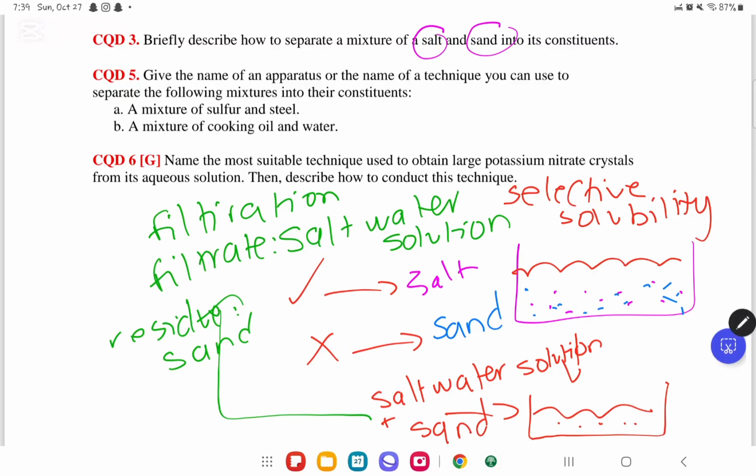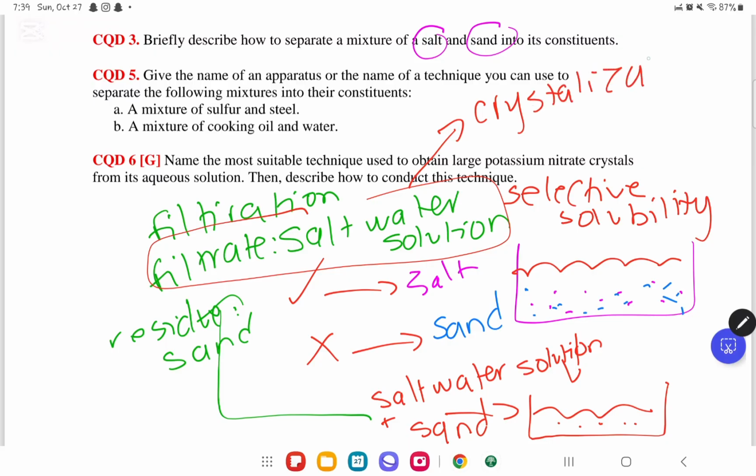After filtration, we are left with a filtrate of the salt water solution, but as we need only salt, so how do we obtain only salt? We are gonna use crystallization, and by using crystallization, you will obtain the salt crystals. So this is how you will separate a mixture of salt and sand into its constituents.